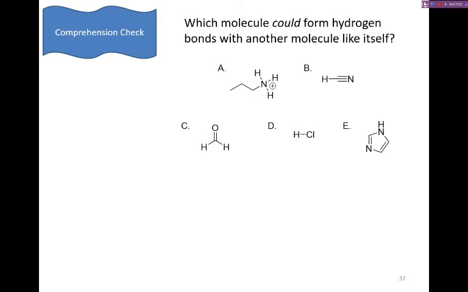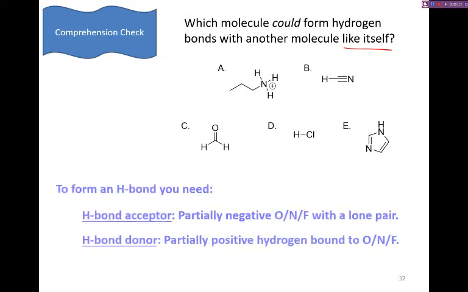Which molecules below could form hydrogen bonding with another molecule like itself? This distinction is important, because you can get molecules that can hydrogen bond with other molecules, but not necessarily themselves. To form a hydrogen bond, we need an acceptor and a donor. The acceptor is the oxygen, nitrogen, or fluorine with its lone pair, and the donor is the hydrogen that's bound to the oxygen, nitrogen, or fluorine on another molecule.